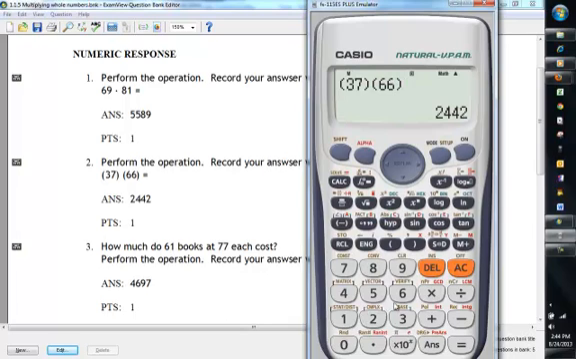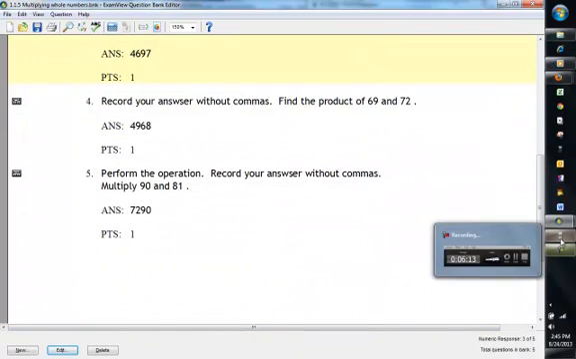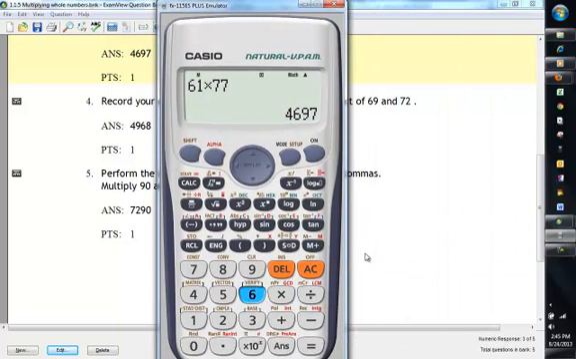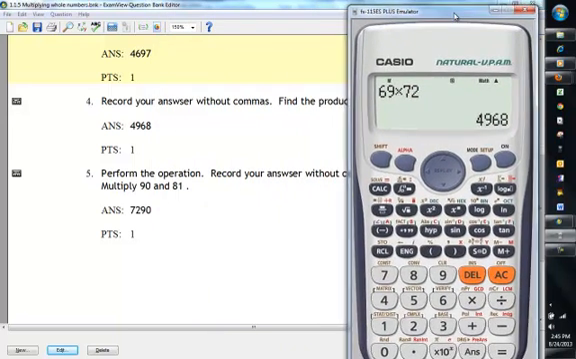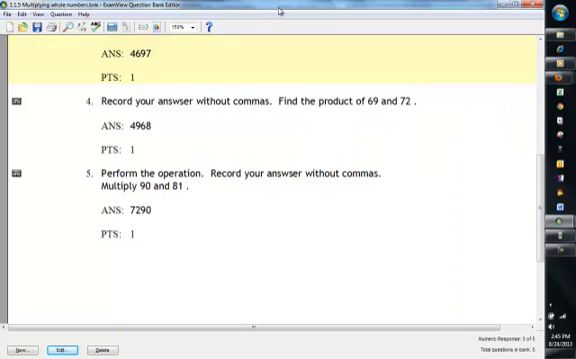61 books at 77 each, so 61 times 77 is 4,697. Product is the answer in a multiplication sentence. So 69 times 72, and we get 4968. Multiply 90 times 81, and we get 7,290.